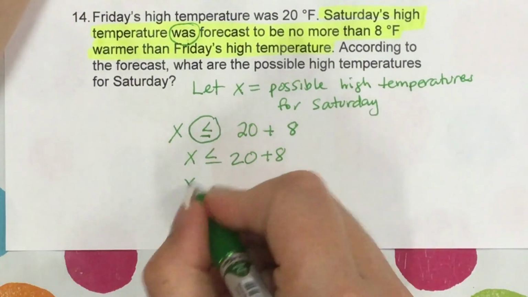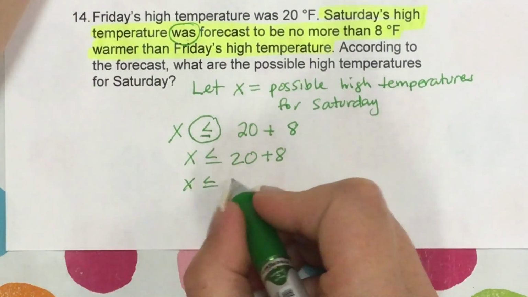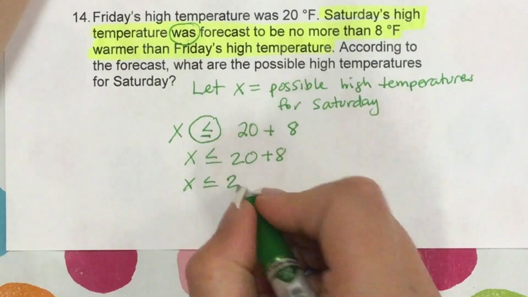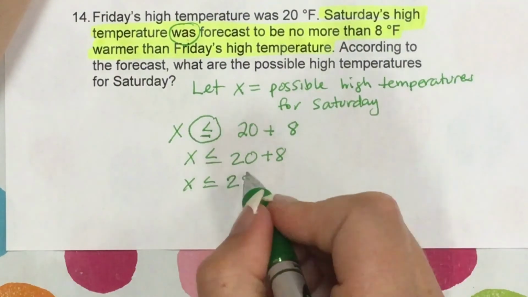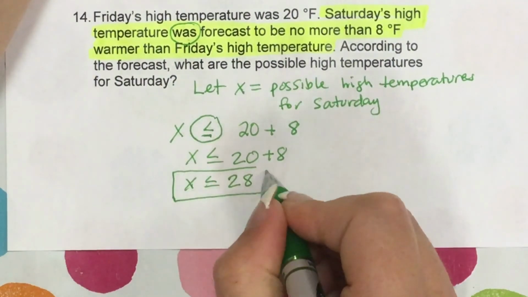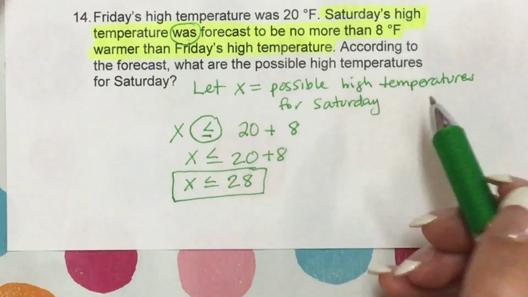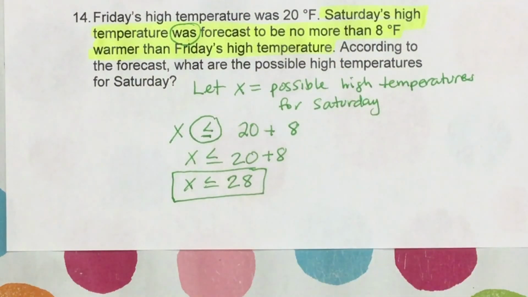We would simplify that. So x would be less than or equal to, add those, 28. So that would be our answer. So the possible high temperatures for Saturday would be less than or equal to 28 degrees.